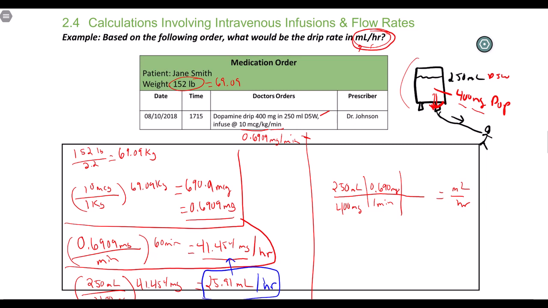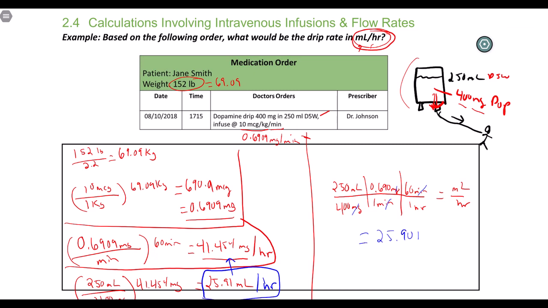The question is going to be asking us in hours, so we know that there are 60 minutes in 1 hour. If we go back and see if things cancel out, we've got minutes cancel out, we've got milligrams cancel out, we're left with mLs per hour. If you do the math out on this, you should come out with the same 25.901-ish, around there.